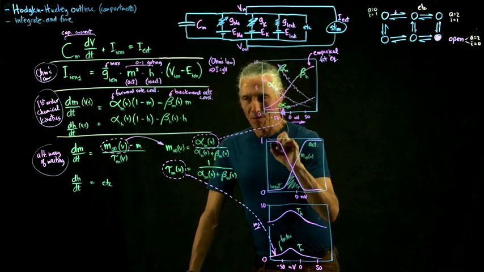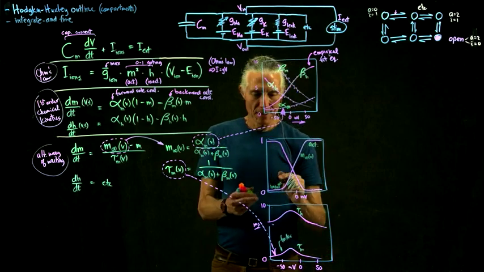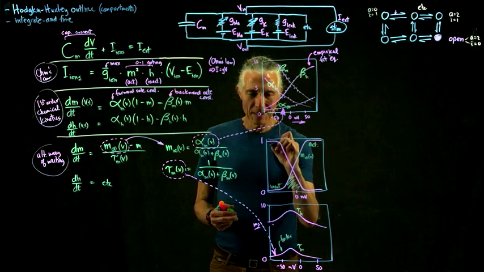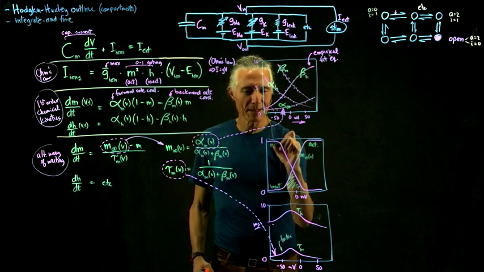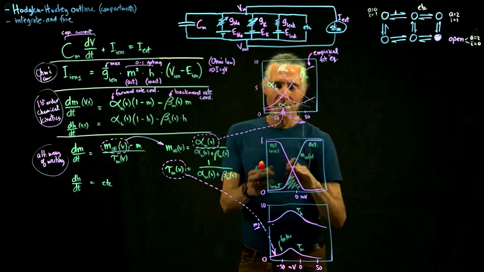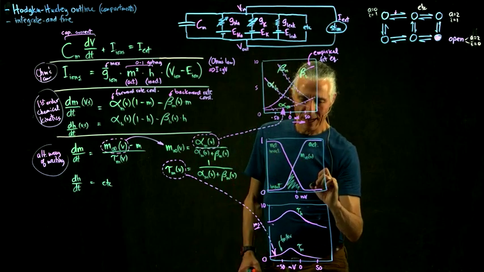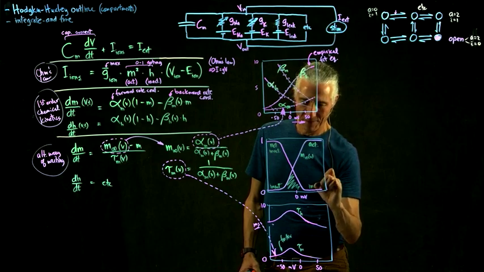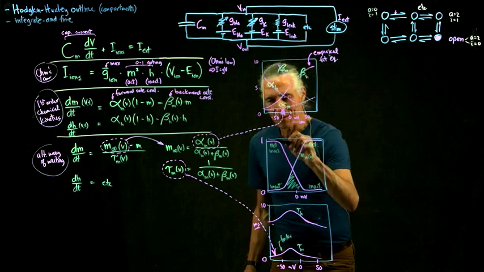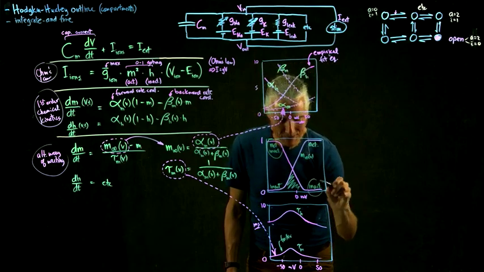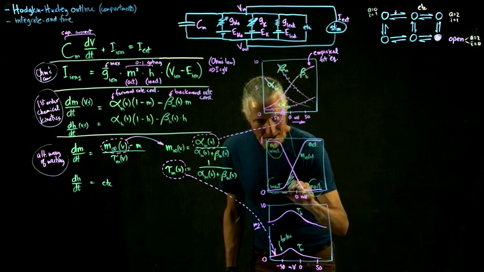And when the cell is at rest, it's not inactivated. So instead of de-inactivated, I'll put not inactivated. It's not inactivated, and as you raise the membrane potential, it gets inactivated. Okay, so not inactivated, inactivated.